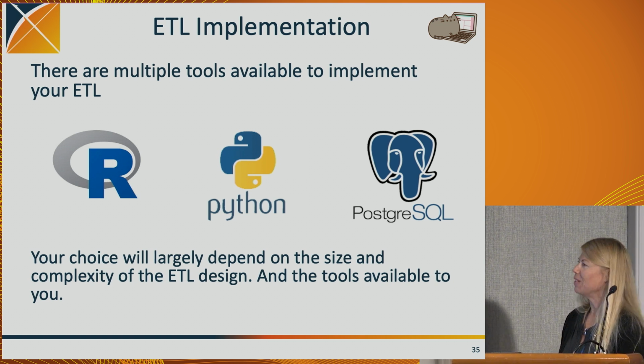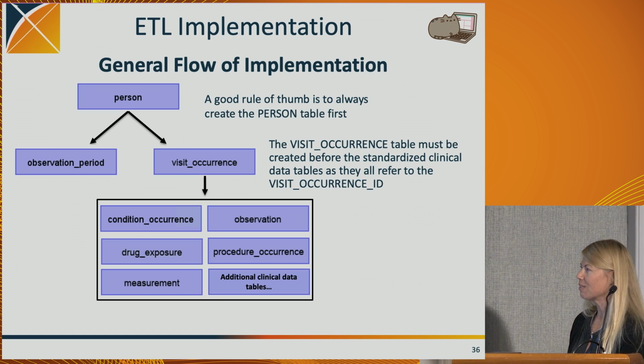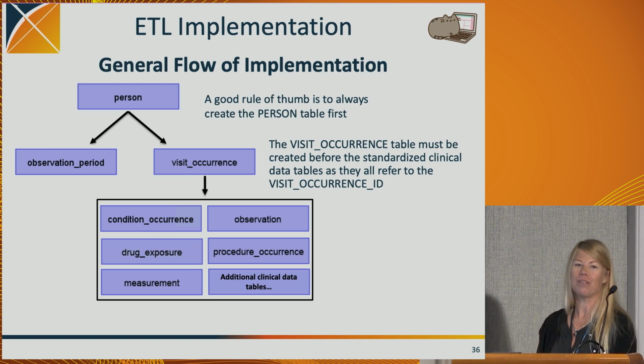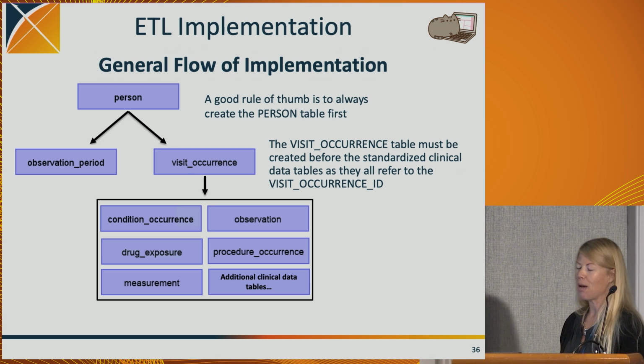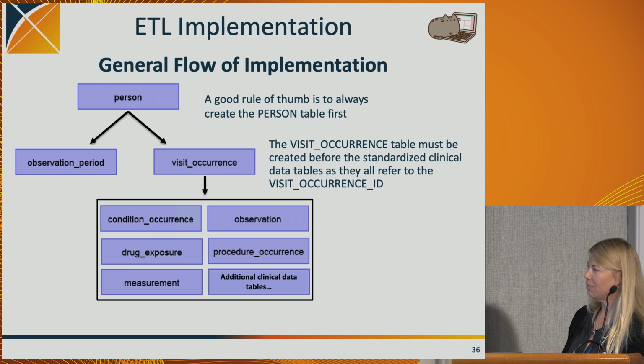So the general flow of implementation looks like this. As Claire is saying, the person is the center of the data model. So we always start with the person table. Along with that, we can also add in the other dimension tables like provider, care site, locations. And then you have to upload your visit occurrence because all your clinical events reference your visit occurrence, your person, and those other dimension tables. Then you implement all your clinical event tables: conditions, observation, drugs, procedures.